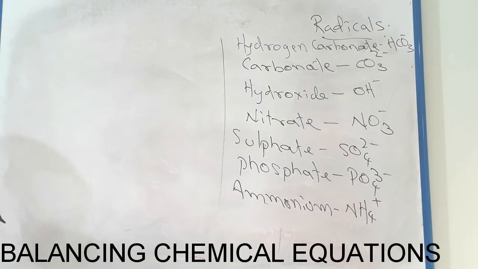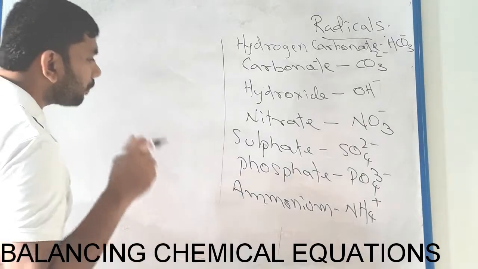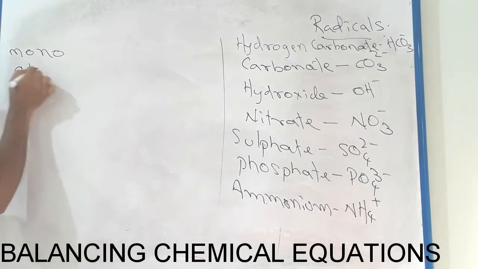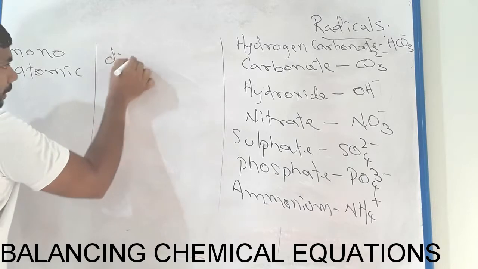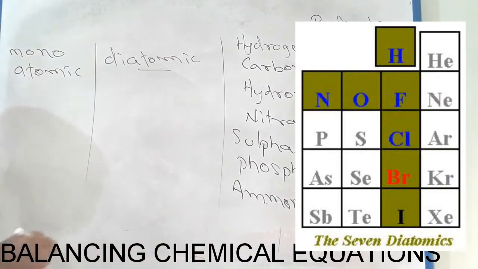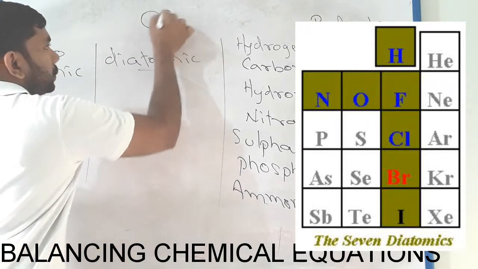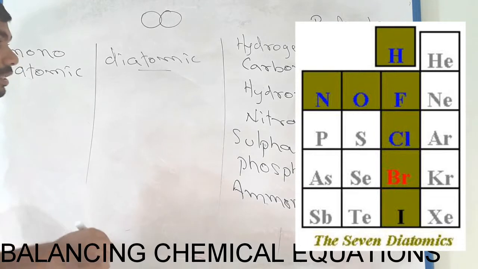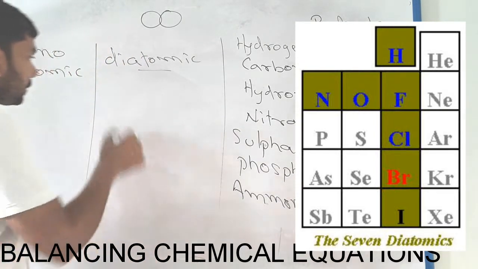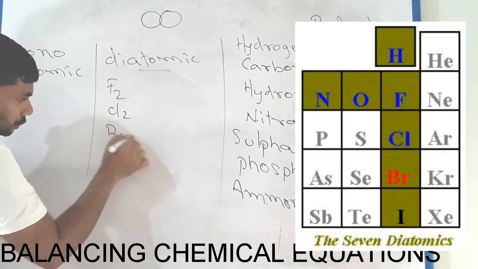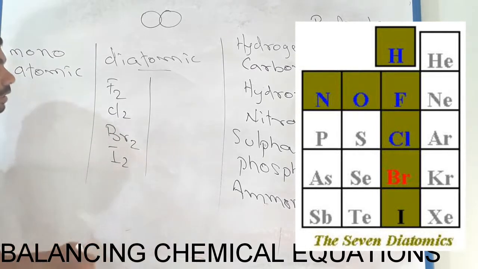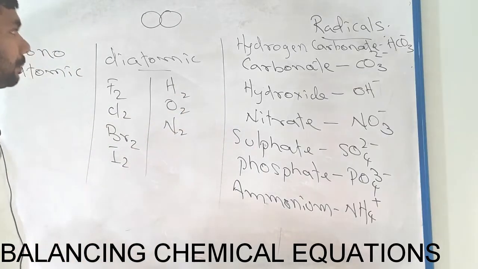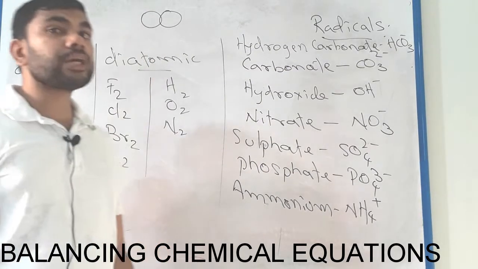Here, another thing you have to memorize: monoatomic elements and diatomic elements. Diatomic elements mean two atoms joined by a covalent bond by sharing electrons. All group 7 elements in the periodic table are diatomic elements: F2, Cl2, Br2, I2. Also hydrogen, oxygen, nitrogen. All these are diatomic elements. Diatomic elements mean two atoms joined by covalent bond by sharing electrons.